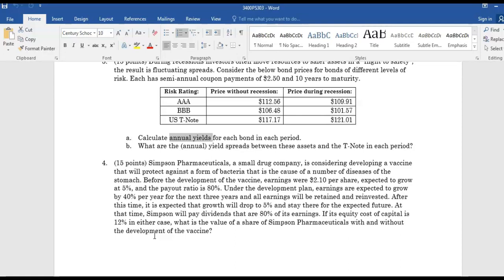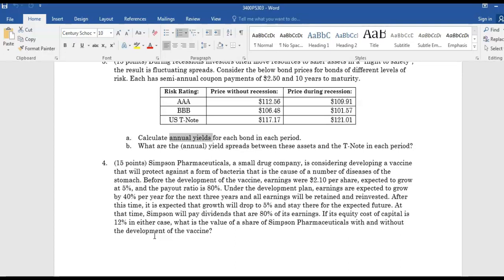Under the development plan, where I go build this new product, earnings are expected to grow by 40% per year for the next 3 years, and all earnings are retained and reinvested. Right there, I've just told you the payout ratio is 0. So even though the earnings are growing by 40%, dividends in this time period are 0. Okay, 3 periods of growth followed by a kind of return to normalcy. Growth is going to drop to 5% and stay that way forever.